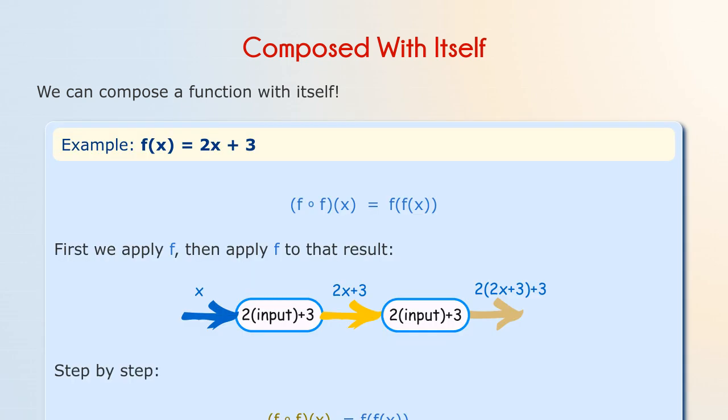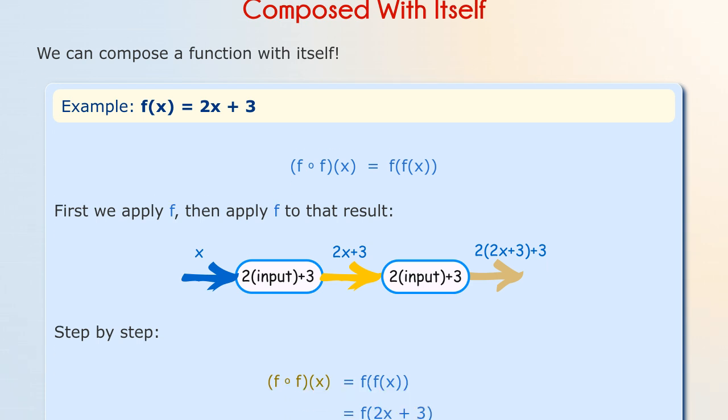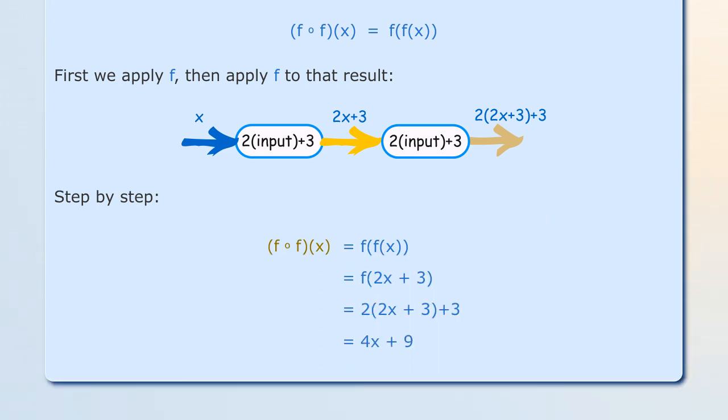Composed with itself. We can even compose a function with itself. Example: f of x equals 2x plus 3. First, we apply f, then apply f to that result. Step by step, f of f of x equals f of (2x plus 3) equals 2 times (2x plus 3) plus 3 equals 4x plus 9.